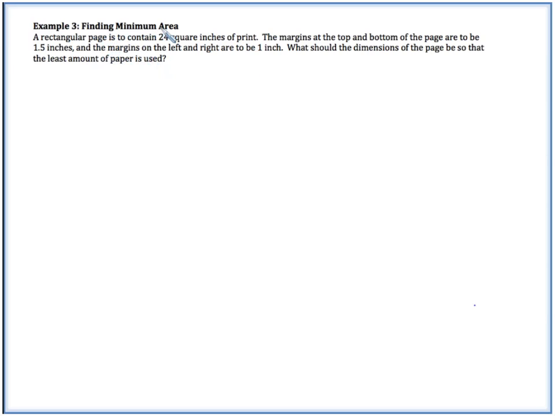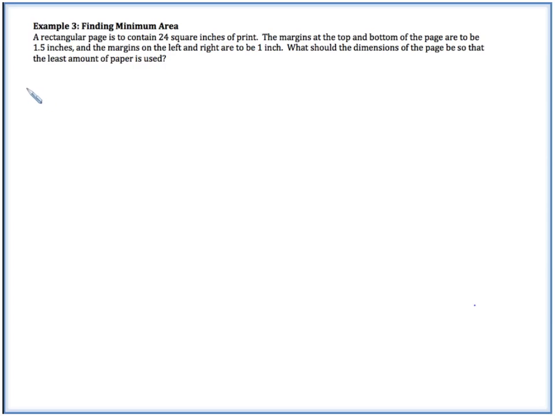Example 3, we want to find a minimum area. A rectangular page is to contain 24 square inches of print. The margins at the top and bottom of the page are to be 1.5 inches, and the margins on the left and right are to be 1 inch. So what should the dimensions of the page be so that the least amount of paper is used?